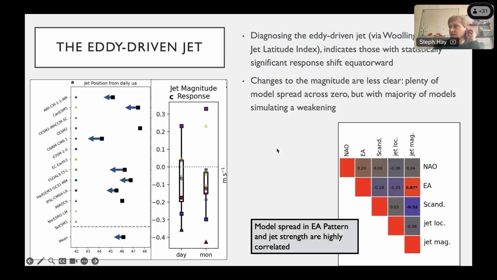And we tried to look at how the model spread in these metrics correlated with the model spread in some of the large scale variability. And we found that the East Atlantic pattern was quite highly correlated with the spread in the jet magnitude. And I'll talk a little more about that later on.